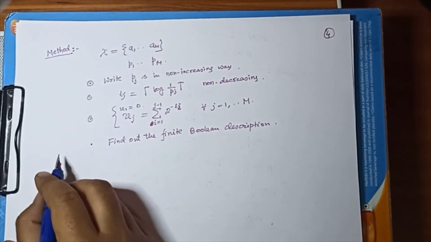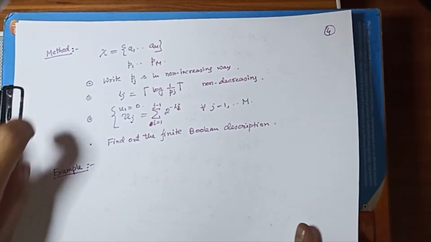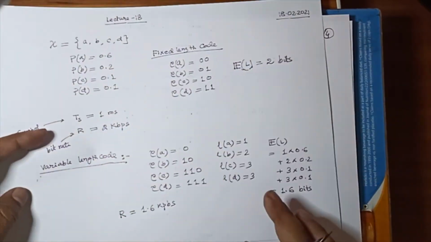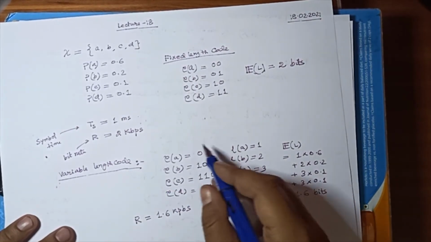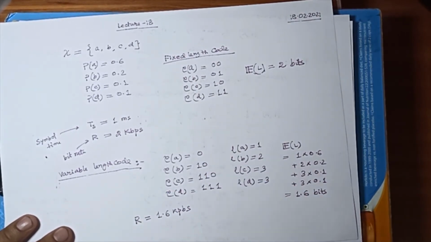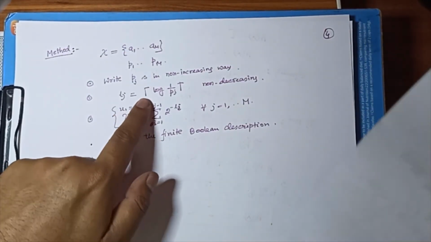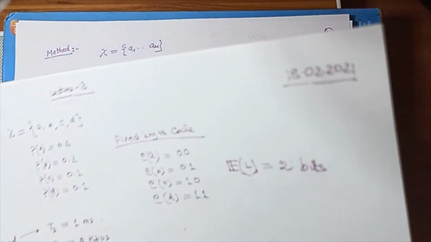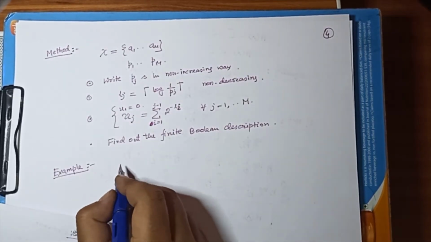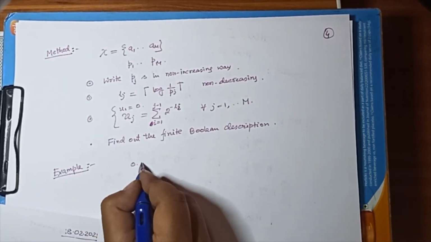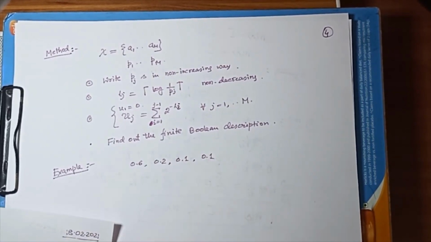I can show you one quick example. For example, the values I have chosen over there: 0.6, 0.2, 0.1, 0.1. Here I arbitrarily assumed some lengths like 1, 2, 3, 3. That's good. But if I follow this technique, Lj is equal to ceiling of log 1 by pj, then what values will the corresponding codes take? Let us check that. So suppose the probabilities are 0.6, 0.2, 0.1, 0.1, written in a non-increasing way.